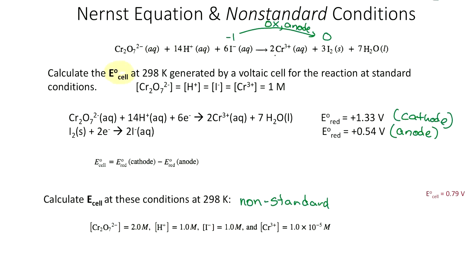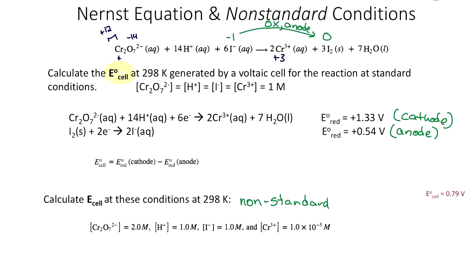Chromium in the product side is +3 because it's just chromium +3. But this chromium is a little bit more complex. There's 7 oxygens, so that's a -14. And all of this has to add up to -2. So that means these 2 chromiums have to be a total of +12. So that means 1 chromium is what oxidation number?